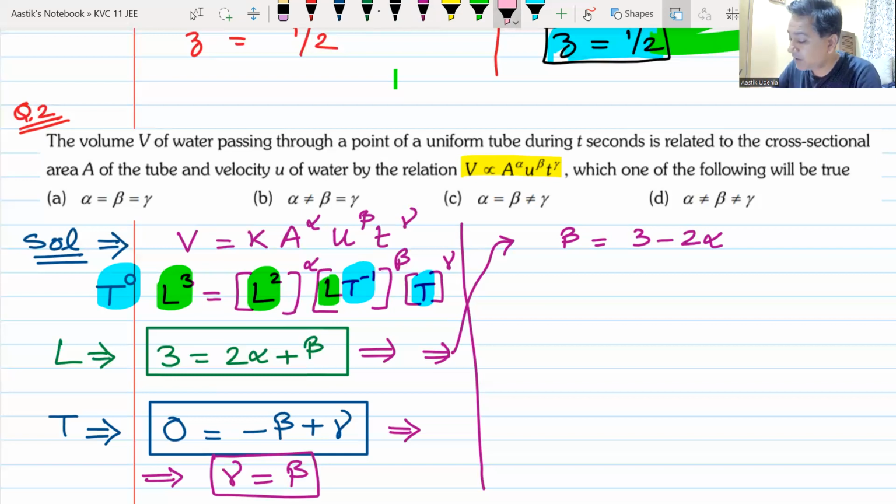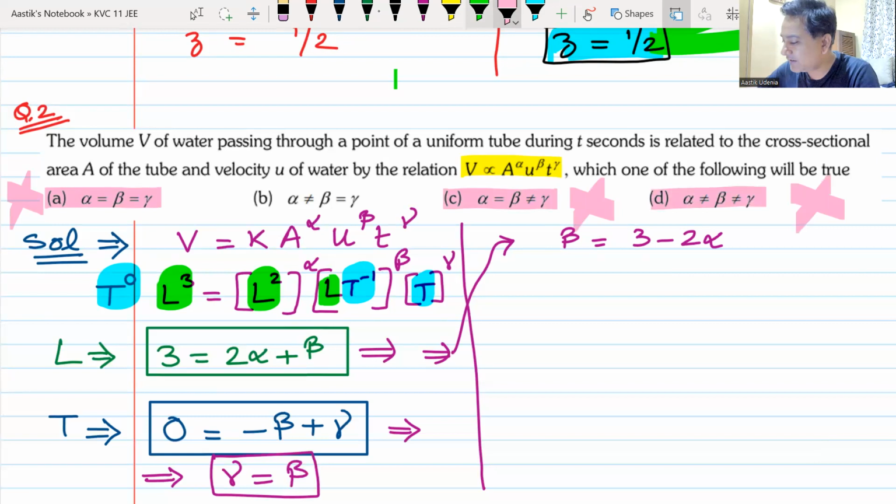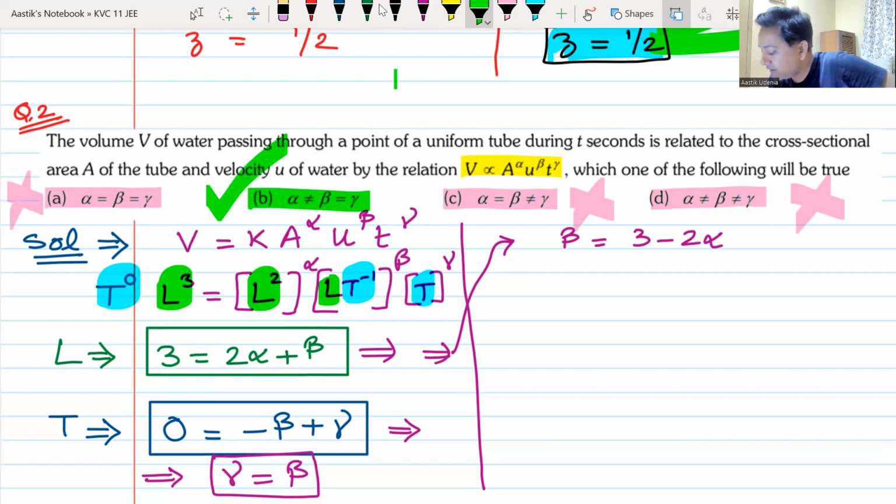Option number 1, all 3 are equal. It is not possible. Let us go. Option number C. Alpha and beta are equal. Not possible. Let it go. Option number D. All are not equal. Not possible. There is only one option which is possible here. As you can see, it's colored in green. Beta and gamma are same, and they are not same as alpha. So my correct answer has to be B. Are we getting this? Yes or no? How many of you got this answer?